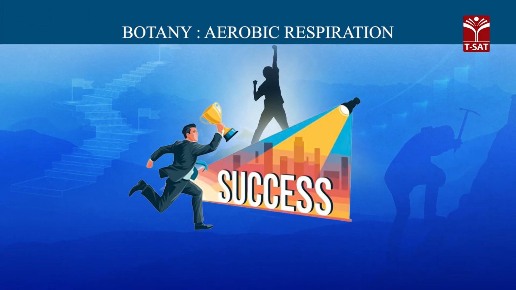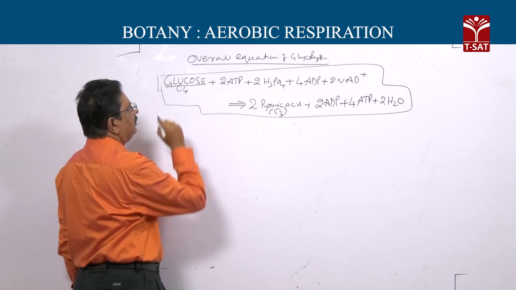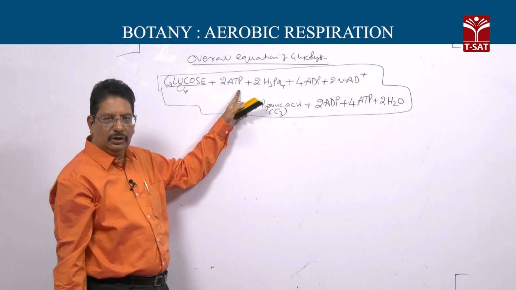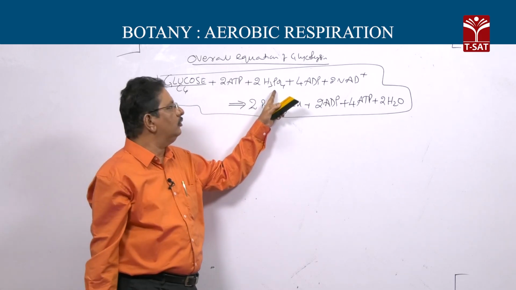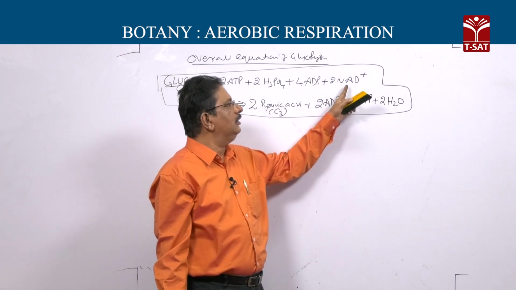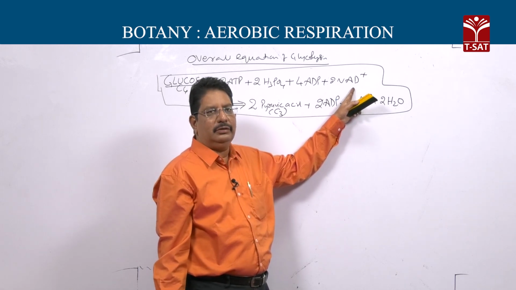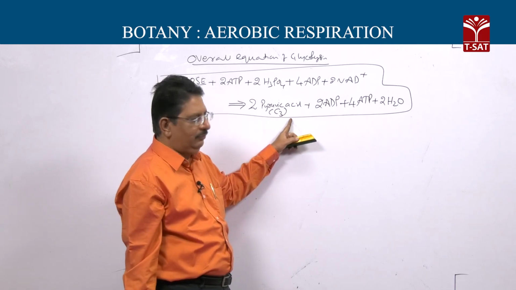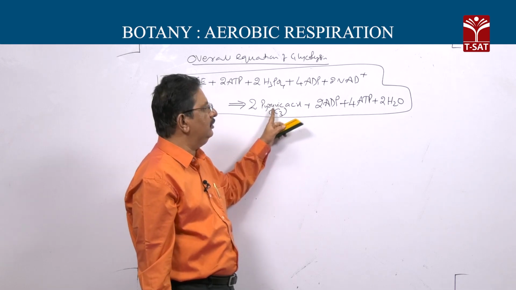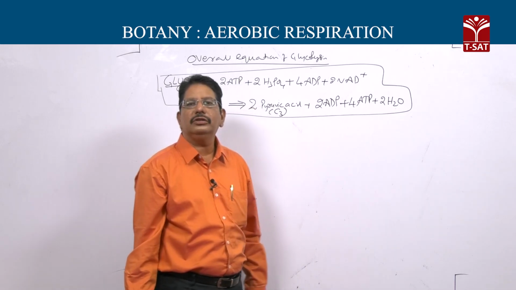Is it clear? So let us take the overall equation of glycolysis. In glycolysis, the main participant is glucose, the C6, where 2 ATP are utilized, 2 H3PO4 are also consumed, 4 ADP take part at different reactions, and 2 NAD plus, which is a hydrogen acceptor, yields 2 molecules of pyruvic acid, with some energy of glucose still locked in pyruvic acid, and 2 ADP, 4 ATP are formed, and 2 water molecules are liberated.